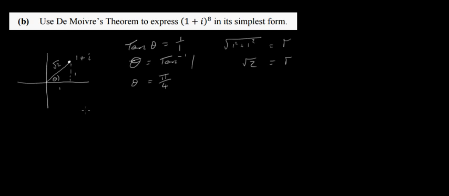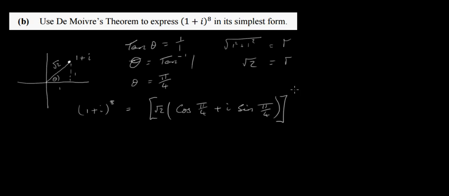root 2. So in other words, 1 plus i, let's say to the power of 8, we'll stick to the whole thing here, is just going to be the square root of 2, that's our r, times cos theta, so that's cos pi over 4, plus i sine theta, sine pi over 4, and remember we're raising all of this as well to the power of 8.